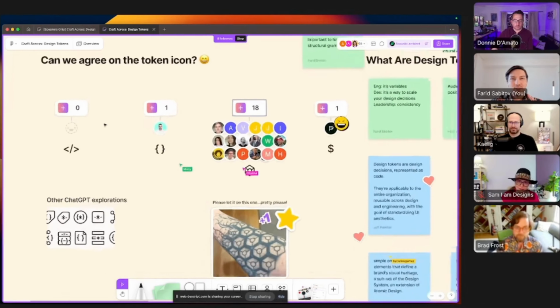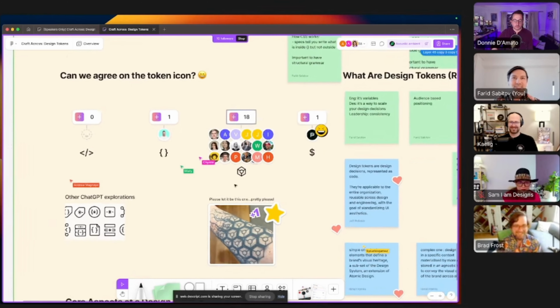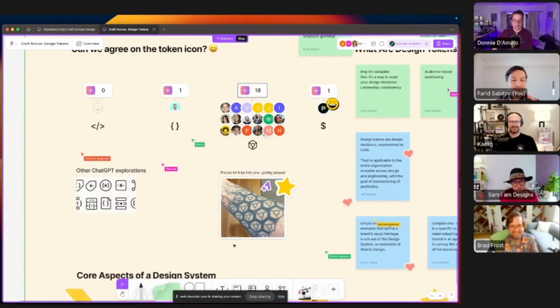Can we agree on the token icon? I see that we can clearly see who is the winner. And I'm very excited about this too, actually. I feel like this person needs to have access to all design token tools, like lifetime access to everything.